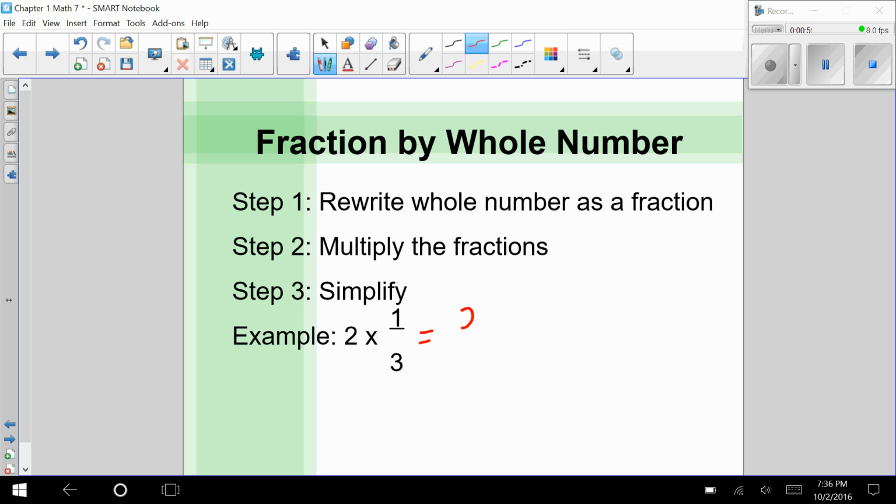We're going to rewrite 2 as 2/1. We're going to multiply by 1/3. We multiply the 2 times the 1, which makes 2, and the 1 times the 3, which makes 3. So my answer is 2/3 because that does not simplify.